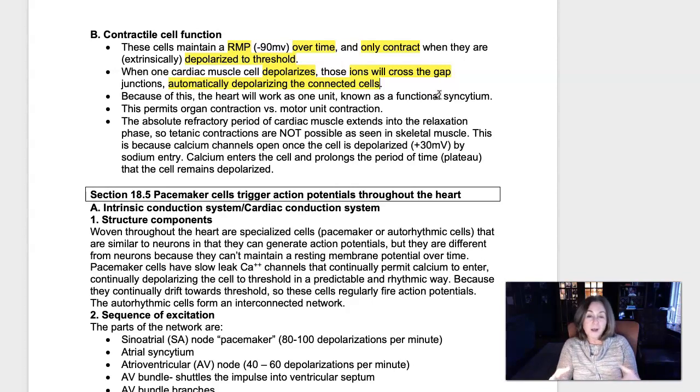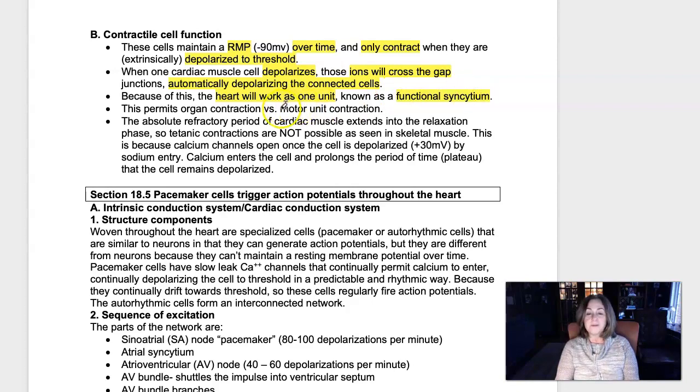So you'd have to have neurons fire and stimulate the muscle cells that they're connected to, and it would only stimulate those individual cells. But because of these gap junctions and that interconnected nature of cardiac muscle, the heart is going to work as one unit. That's known as a functional syncytium.